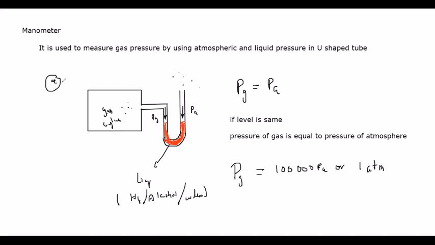Can you explain one more time? On the left-hand side, the gas is inside a cylinder, so these gas molecules are hitting the surface from the left-hand side. On the right-hand side, there is the atmosphere. It is open, so the molecules in the atmosphere are exerting force from the right-hand side. Because both levels are the same, you can conclude the gas molecules are exerting the same pressure as the atmosphere. Is it clear? Yes. Take the screenshot. I'll move on to the next chart.